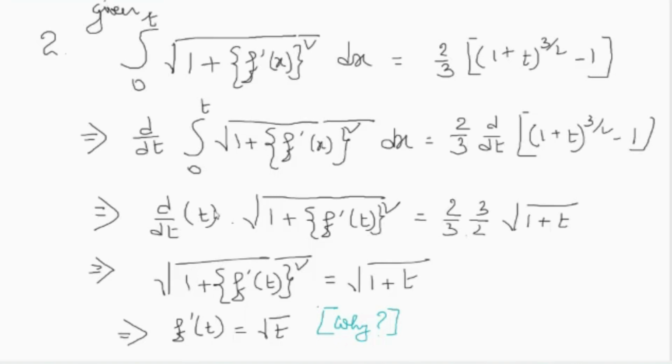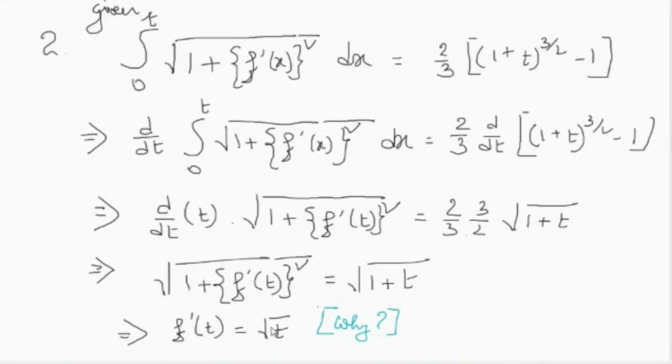And in the third step, using the Leibniz rule, we obtain that the differentiation of the left hand side is d/dt of t into root over 1 plus f dash t whole square, which is equal to 2/3 into 3 by 2 into root over 1 plus t. We can just differentiate the right hand side, d/dt of (1 plus t)^(3/2), that comes out to be 3 by 2 into root over 1 plus t. So from the third step, d/dt of t is just 1, and this comes to the fourth step, and 2/3 and 3 by 2 get cancelled, and it ends up as root over 1 plus t. So f dash t is equal to root t.